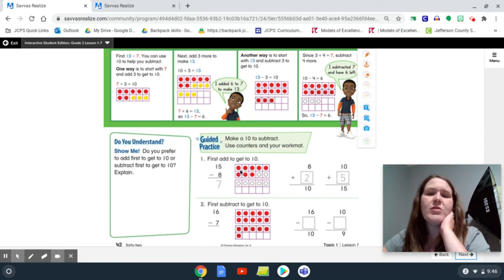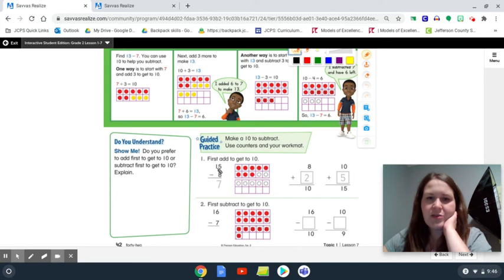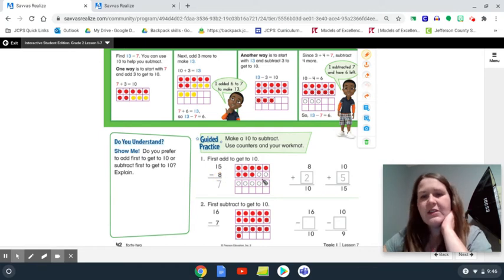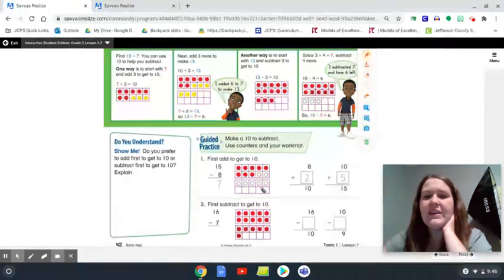But let's count. So we started with 1, 2, 3, 4, 5, 6, 7, 8 counters. And you might be saying, Miss Ramos, but it started with 15. You're right. But they gave us the 8 right there, that number. And then we had to see, kind of add on and see how many more counters it was to get to 15 total. So let's see. We added 1, 2, 3, 4, 5, 6, 7 more counters to get to 15.